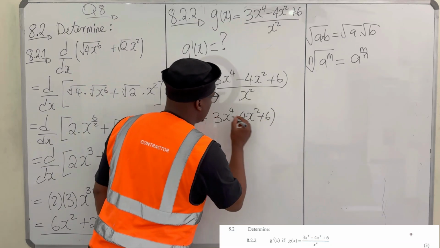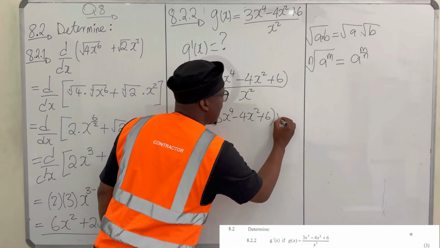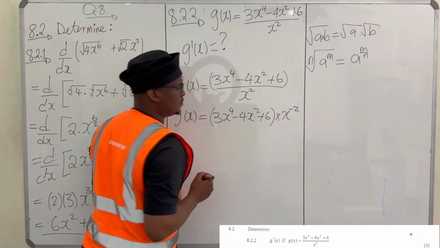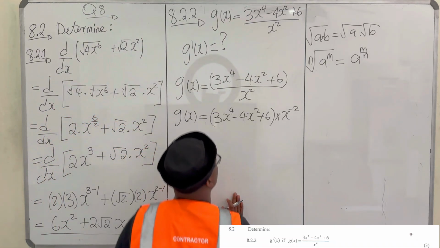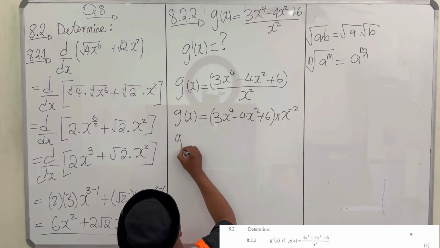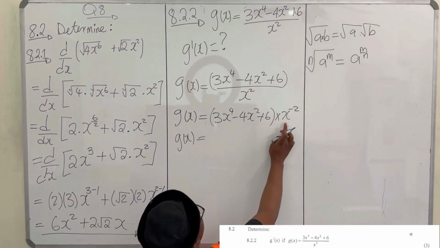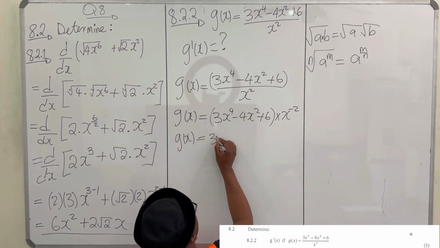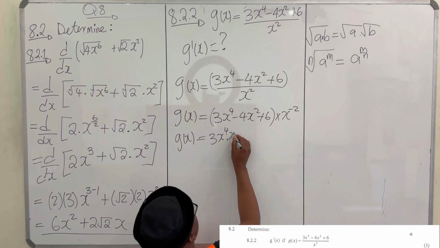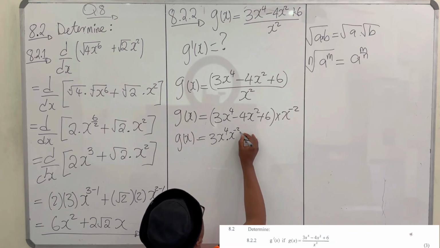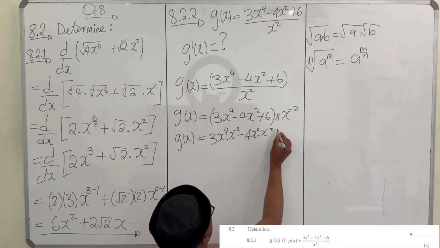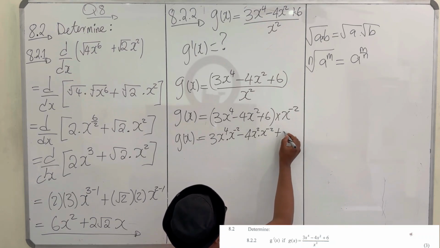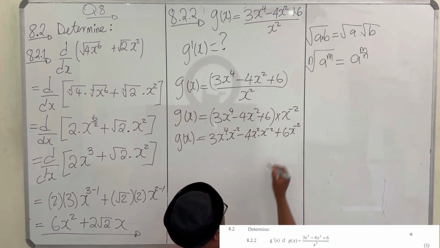plus 6. Take this to the top, which is times x raised negative 2. You know this very well from your exponents, right? So what do you say your g of x is equal to? This times that, so we have 3x to the power 4 times x to the power minus 2, minus 4x squared times x to the power minus 2, plus 6x to the power minus 2.